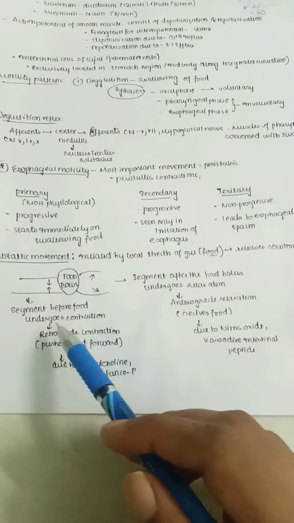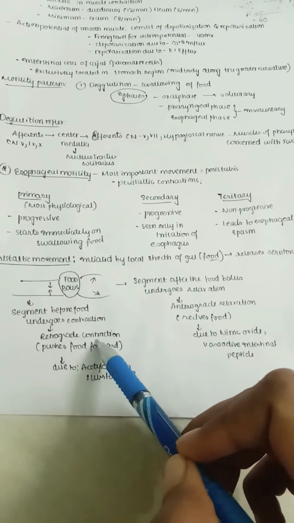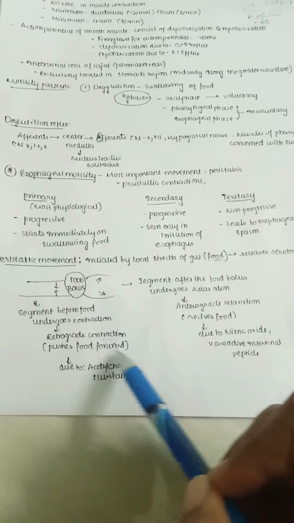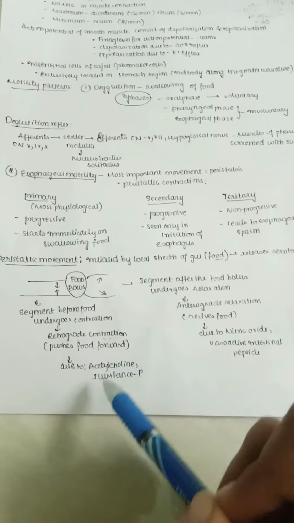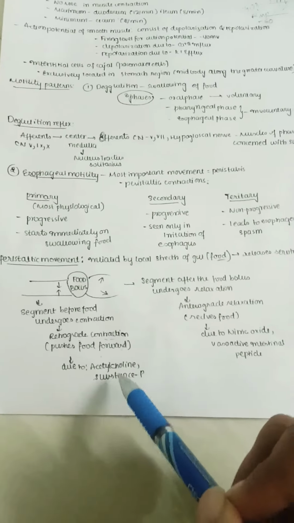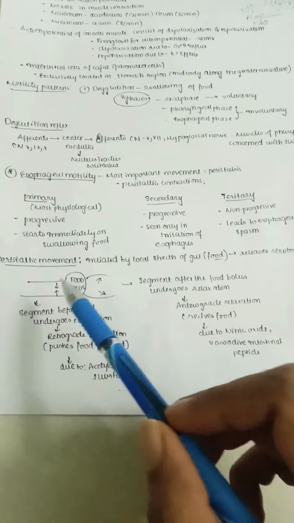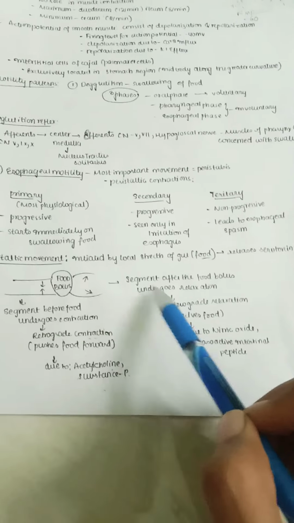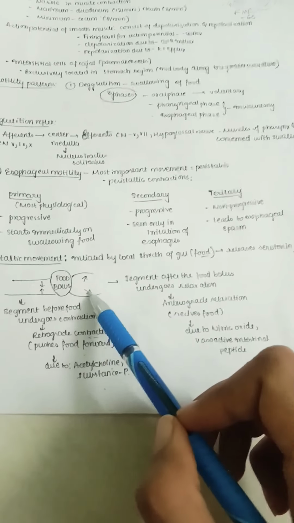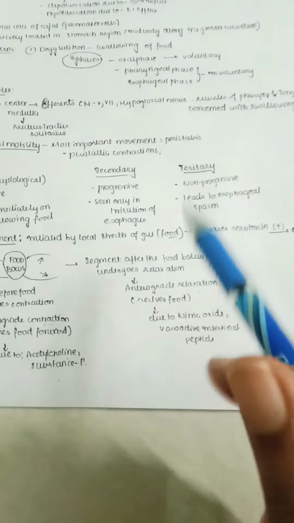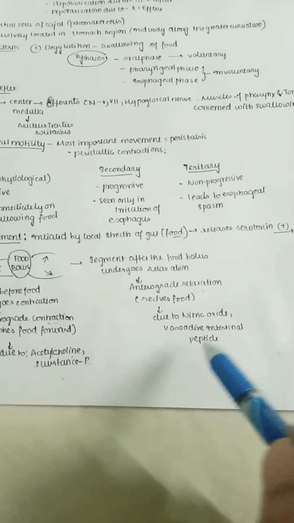You can see the segment before the food undergoes contraction. It is a retrograde contraction which pushes the food forward, mainly due to release of acetylcholine from the parasympathetic nerves and also substance P. So acetylcholine and substance P lead to this contraction. Whereas the segment after the food bolus undergoes relaxation, and this part is anterograde relaxation, it receives the food. This relaxation is mainly due to nitric oxide production and also vasoactive intestinal peptide, that is our VIP.